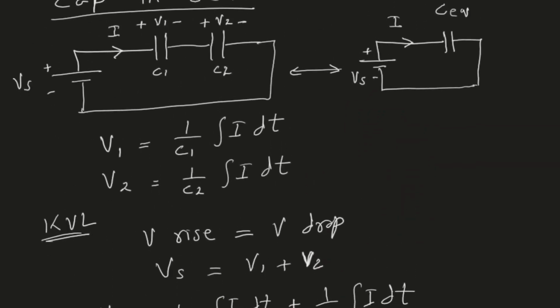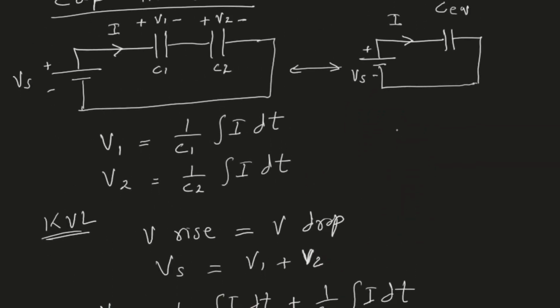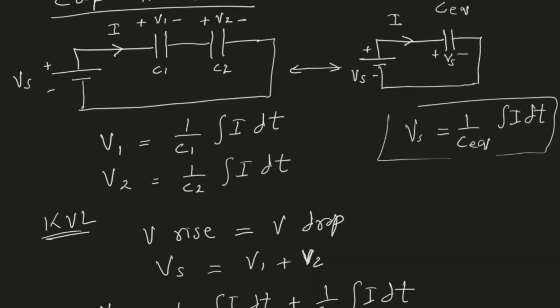From this circuit. The equation that I will get from my equivalent circuit: you see, the capacitor and the voltage source are connected in parallel. So therefore, the voltage across the capacitor will be equal to Vs. So I can say that Vs, the voltage across the capacitor, is equal to 1 over C equivalent times integral of I dt. So this would be my equation from my equivalent circuit.